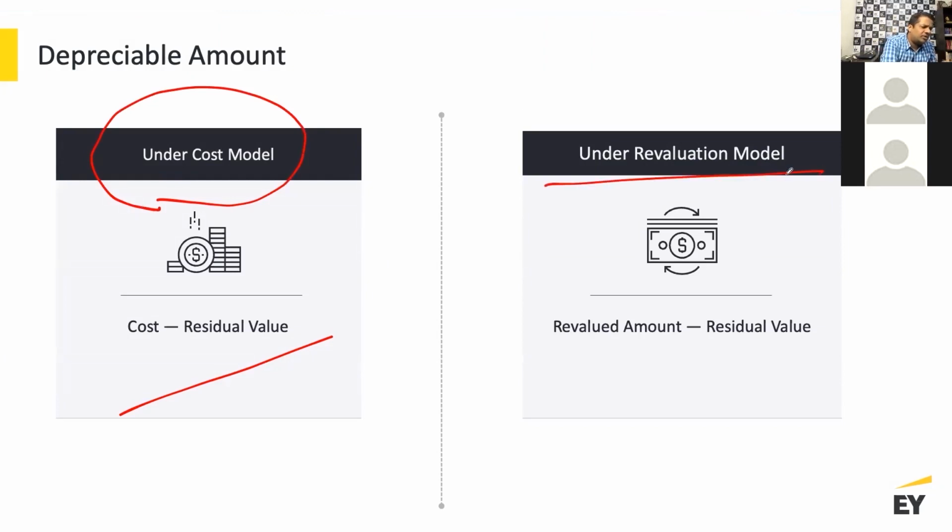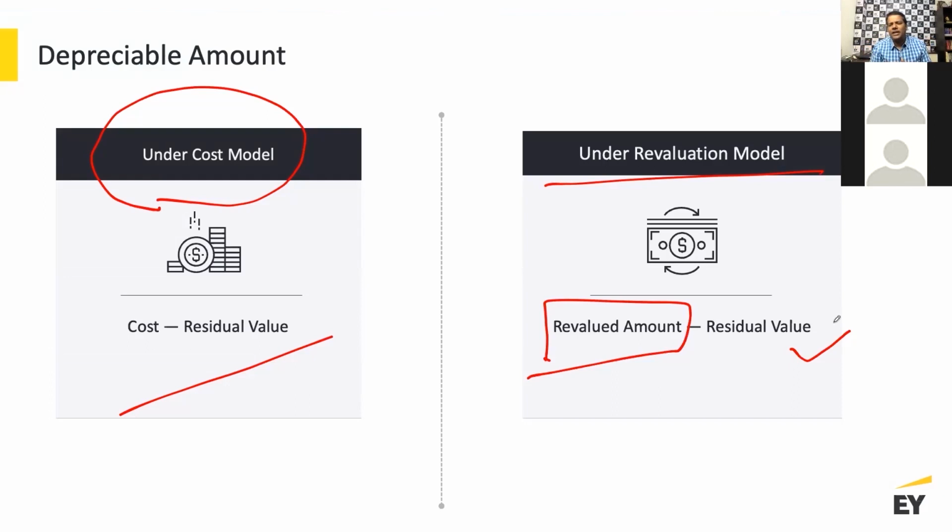Similarly, under the revaluation model, I need to look at the revalued amount and the residual value, right? And residual value is also required to be reassessed at every measurement date. However, in practice, we generally don't see that this residual value is changing at every measurement date. Residual value, once determined, often stays the same through the life of that asset.